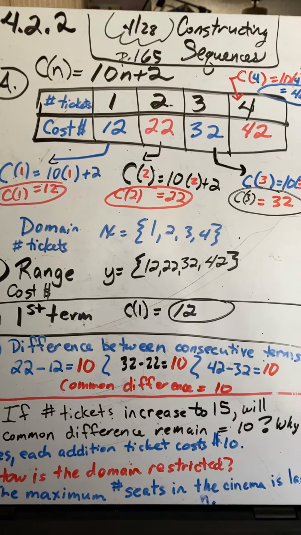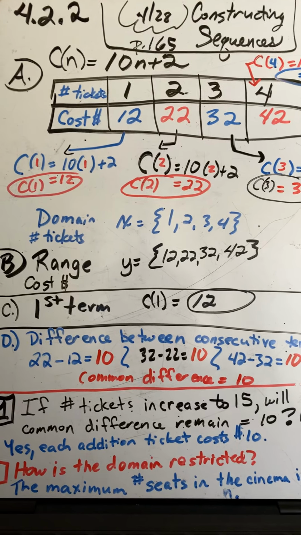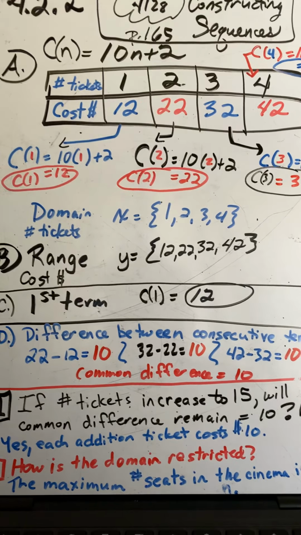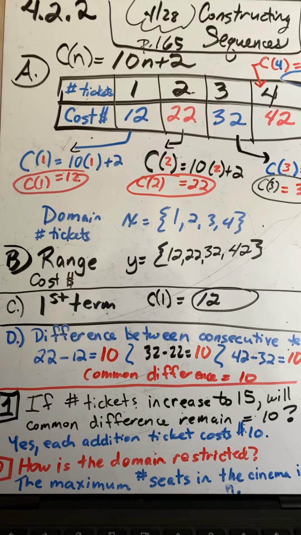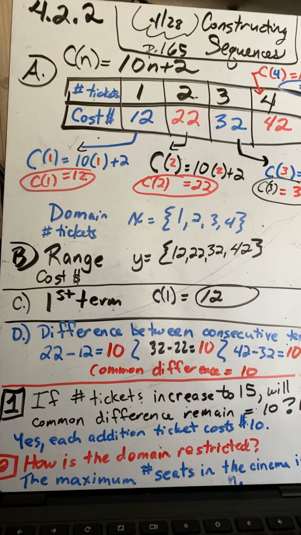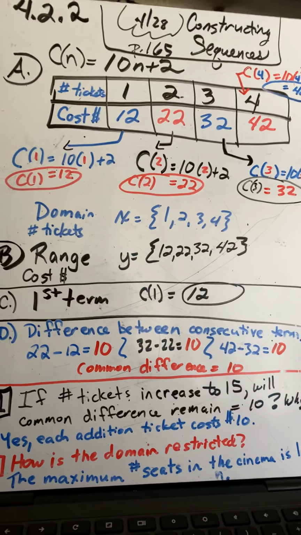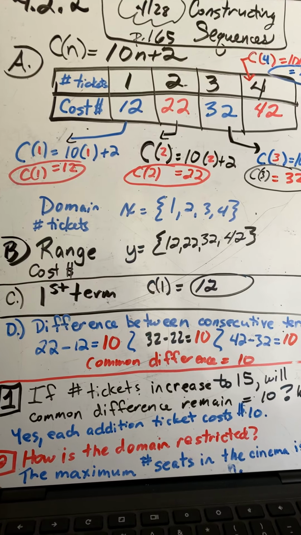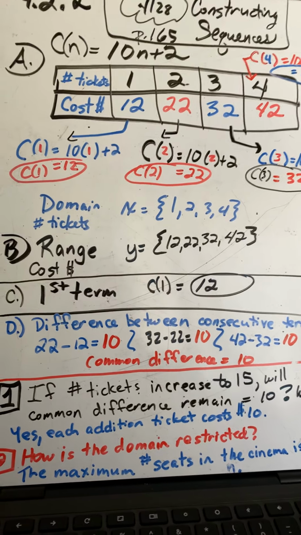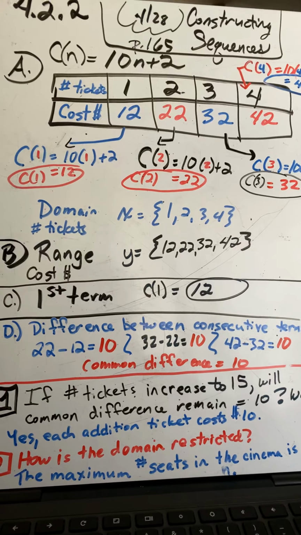Good morning, everyone. We're going to continue our conversation about arithmetic sequences today, and we're going to talk a little bit about how sequences are constructed. So we're going to be given a word problem, and this is about purchasing tickets to the cinema for una película, to go see a movie. And so we're given a chart with the number of tickets and the cost for those tickets.